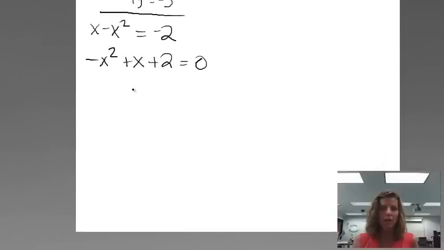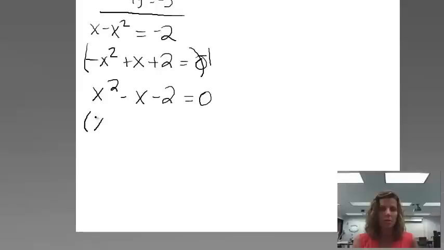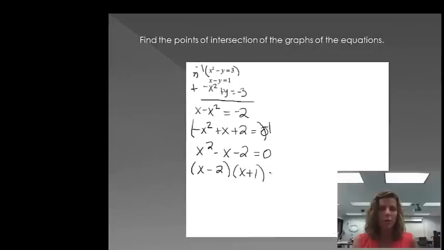We cannot factor when there is a negative in front of the leading coefficient, so I'm going to just multiply the entire equation by negative 1. So I'll get x squared minus x minus 2 equals 0. I can now factor that into (x minus 2)(x plus 1) equals 0. If you're having a little bit of trouble factoring, please refer to my factoring trinomials video. Now using the zero product property, I get that x will equal 2 and x will equal negative 1.